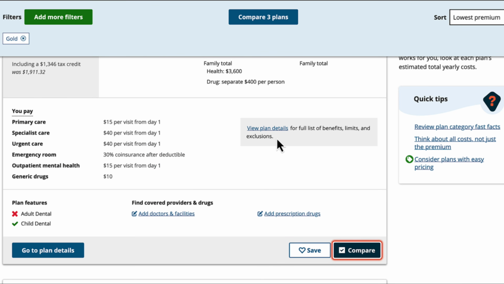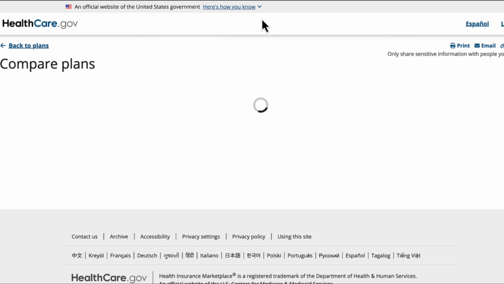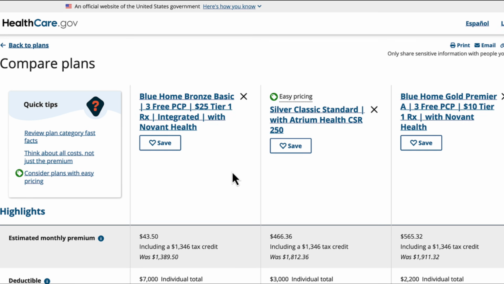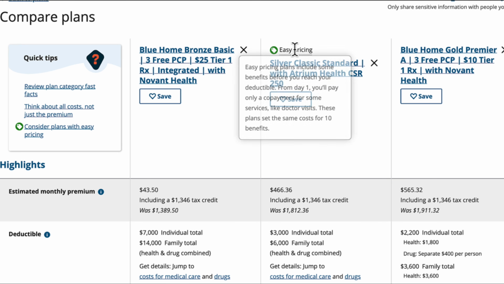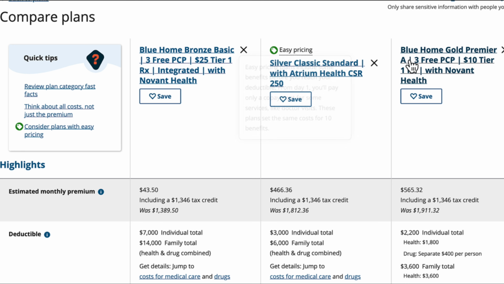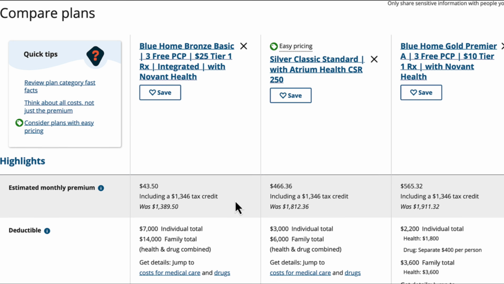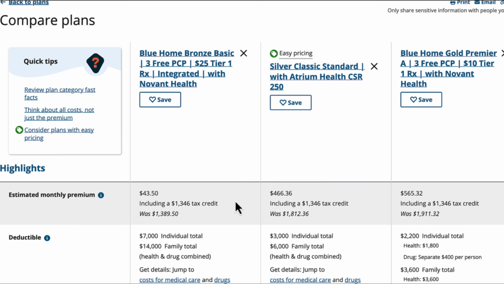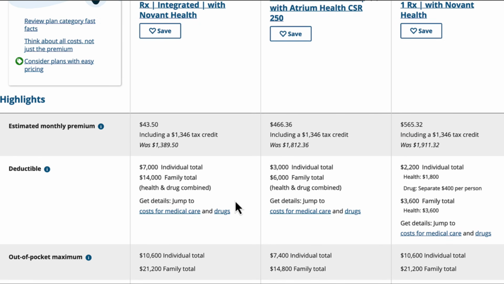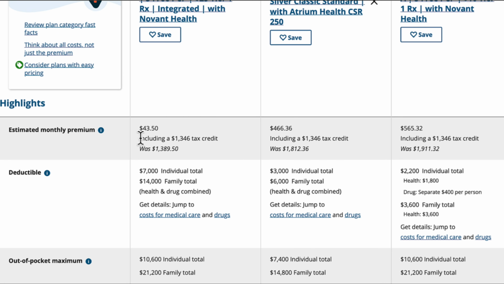Compare. And then we go up here, compare 3 plans. You can do up to 3 at a time. See, this is the only one that specifically states easy pricing, but I would consider these to be easy pricing as well. So maybe there's a glitch with that filter. Anyway, so monthly premiums for $43.50, $466, $565.